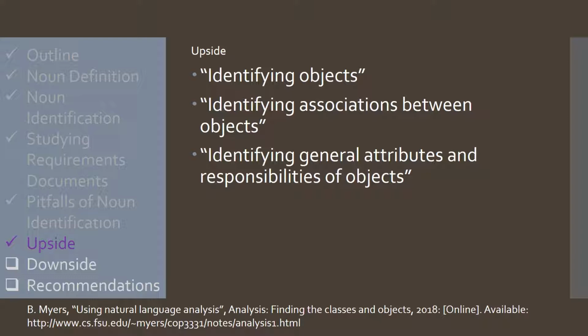You'll be able to identify objects within the SRS. Also identify associations between those objects. And finally, you identify general attributes and responsibilities of the objects. What are those objects and what can they do? What should they be able to do according to the requirement statements that we state within the document?